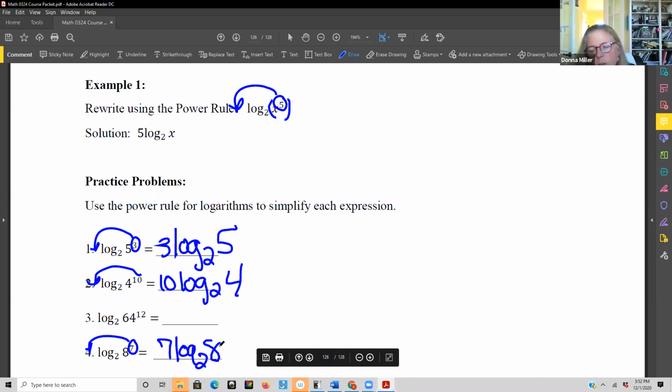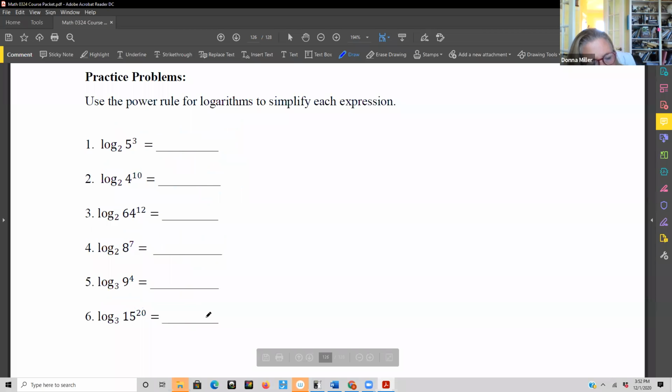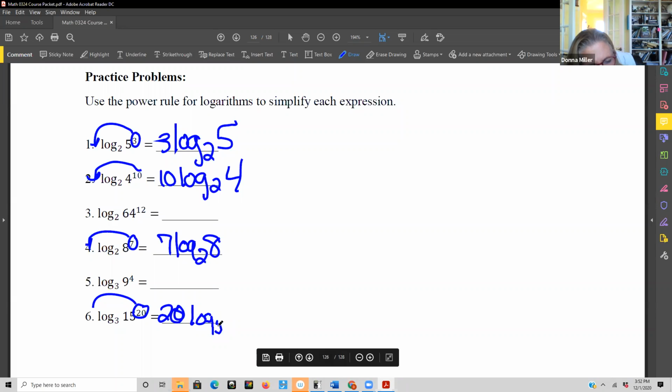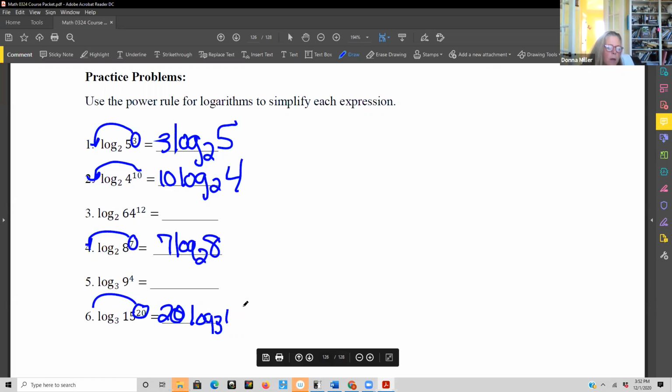When you have a power, just pull the power out front. And this can help you when you're solving equations. I'll just leave it there because that's 1324, or 1325. So I'll just do this last one. The 20, again, the power comes out front. So it's 20 log base 3 of 15. Is the 5 going to come out? Oh, okay, there it is.